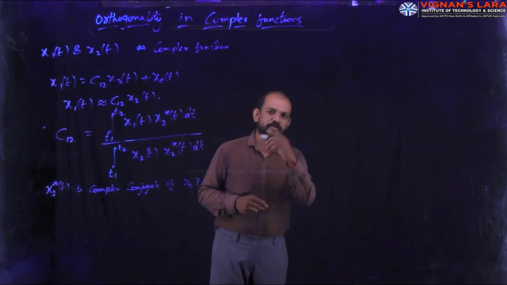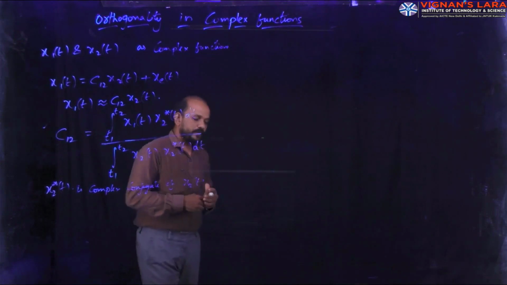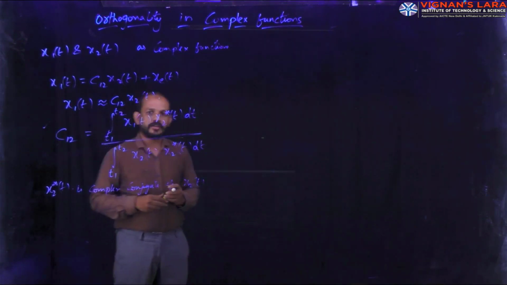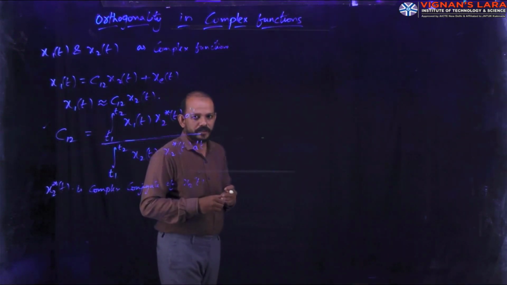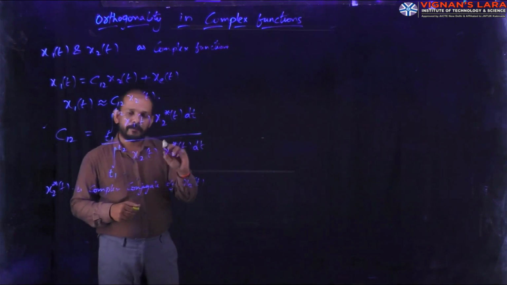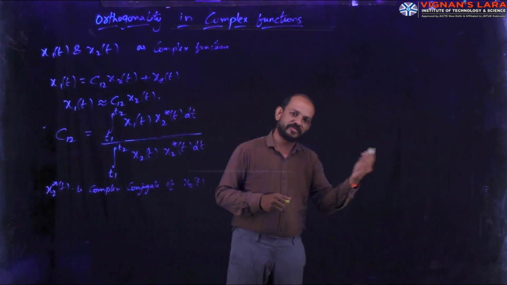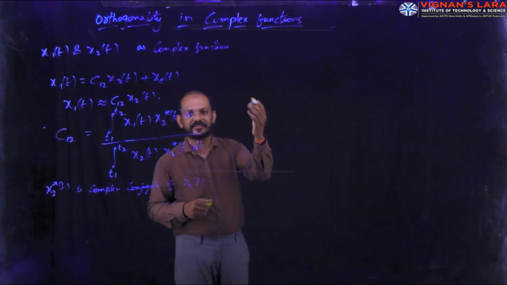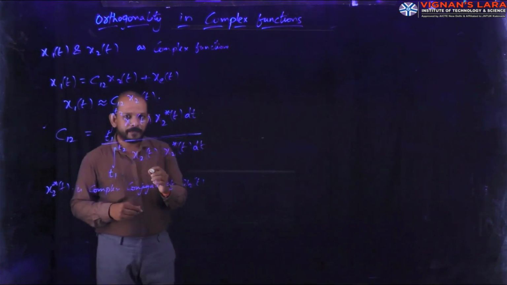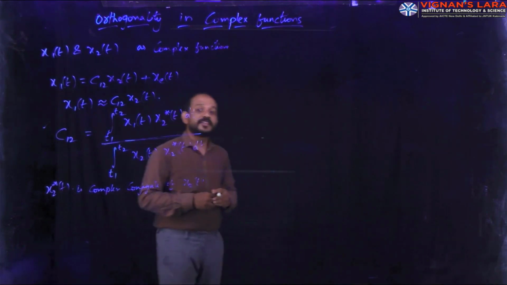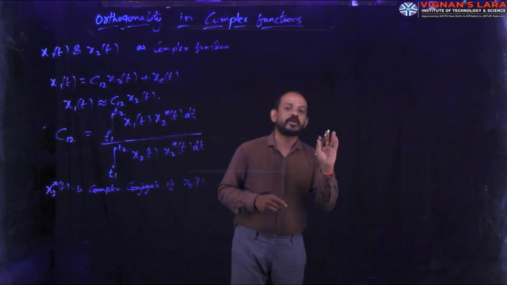And I will ask you another question. When can you say two signals are orthogonal to each other? When the integral of the product of the two signals over the given interval is 0, then you can say that the two signals are orthogonal. Or simply, there also, if the constant is 0, then they are orthogonal.